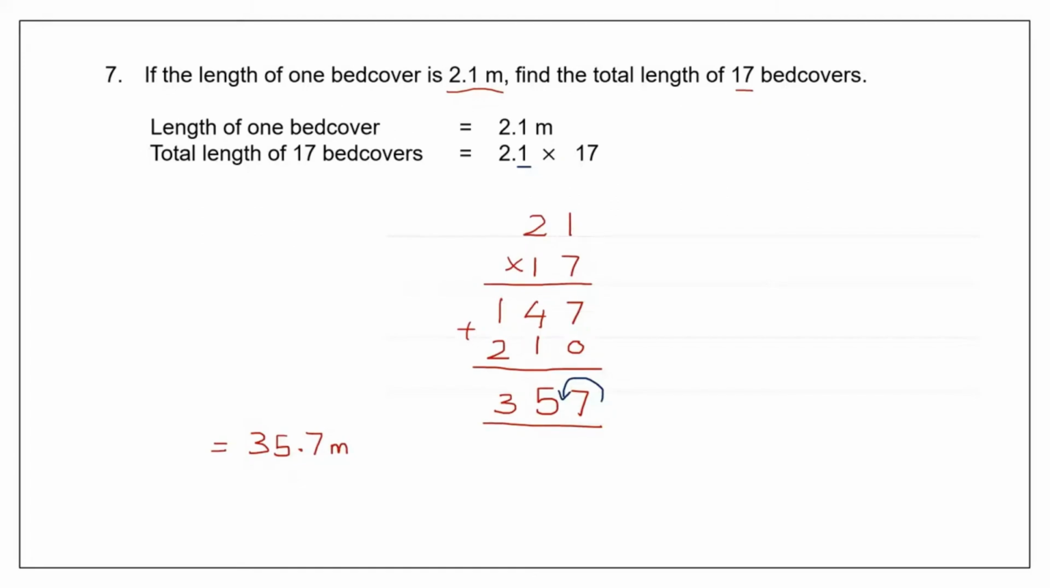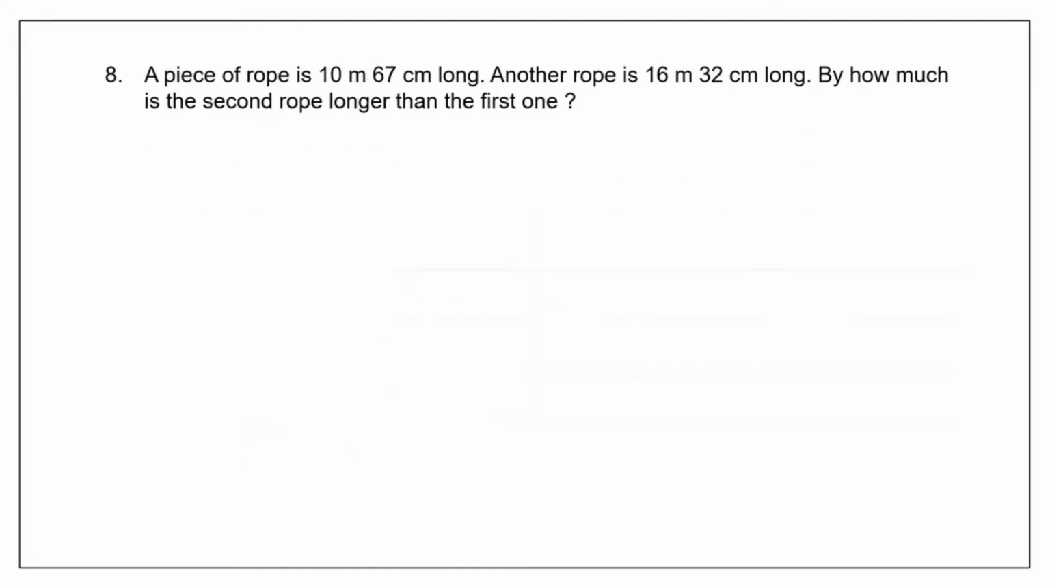Question 8. A piece of rope is 10 meters 67 centimeters long. Another rope is 16 meters 32 centimeters long. By how much is the second rope longer than the first one? So we know the length of one rope and we know the length of the second rope. And as you can see, the second rope is longer than the first one. Now the question is, by how much is it longer?